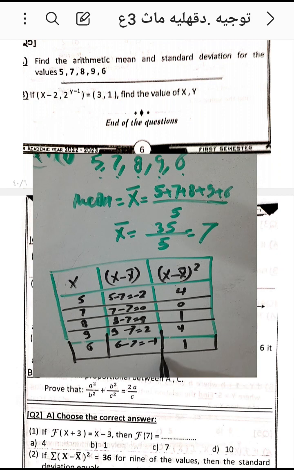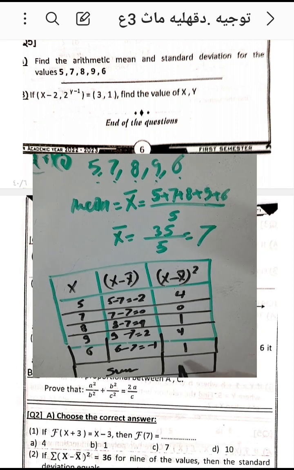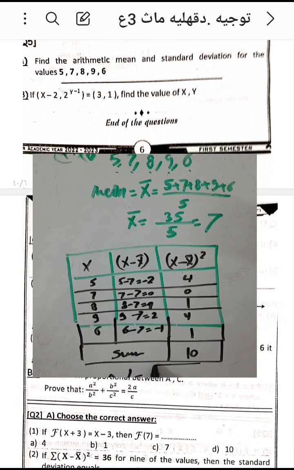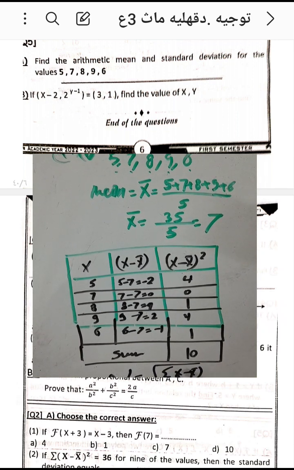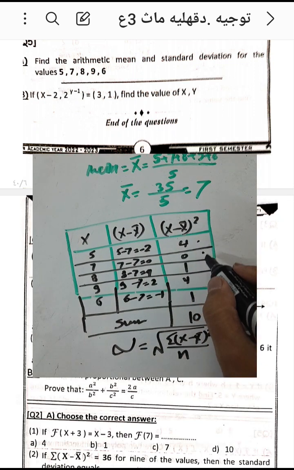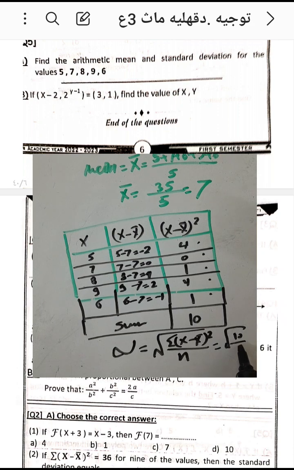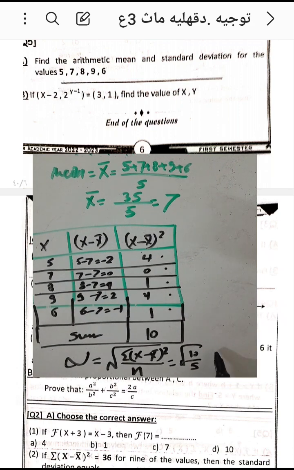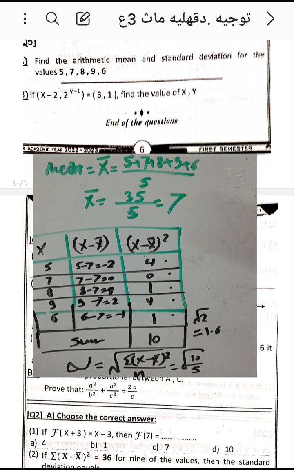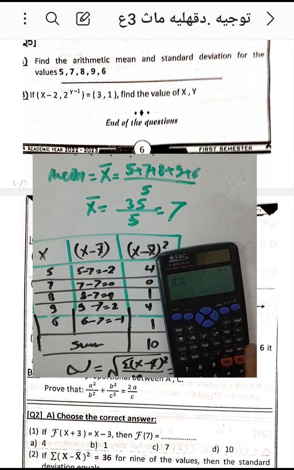And here we can find the sum, it will be 10. Then the standard deviation, sigma, equals the square root of the summation of x subtract x bar all power 2 over n. N is the number of all values, 1, 2, 3, 4, 5. Then the square root of 10 over 5. The result will be the square root of 2. It's nearest to 1.4. By using a calculator, we can find the result. The result will be 1.41.